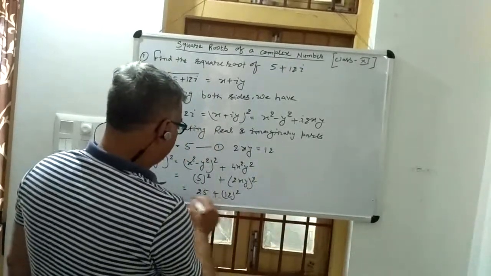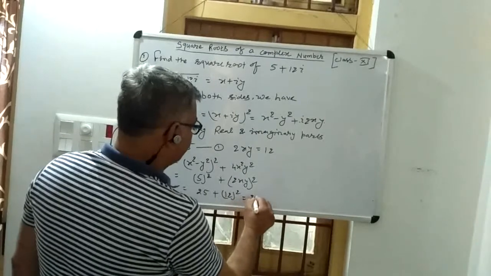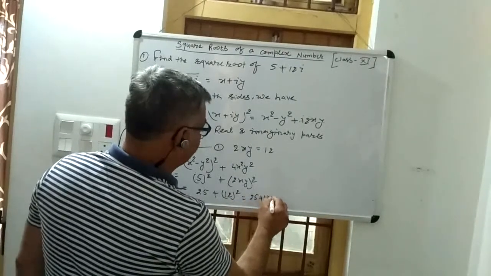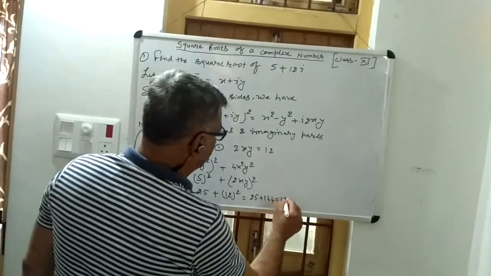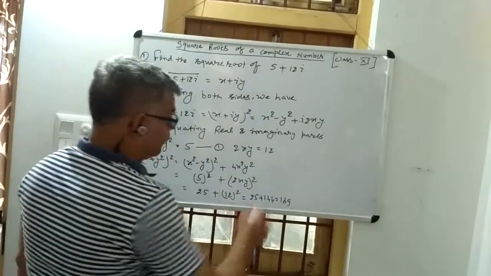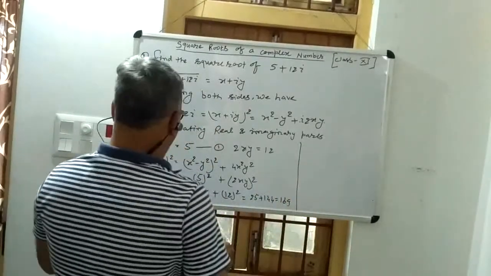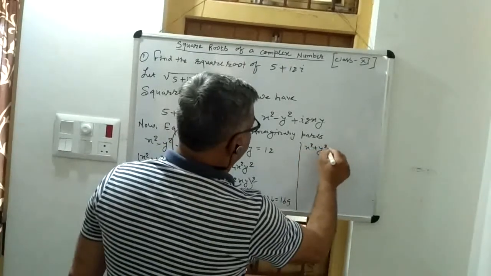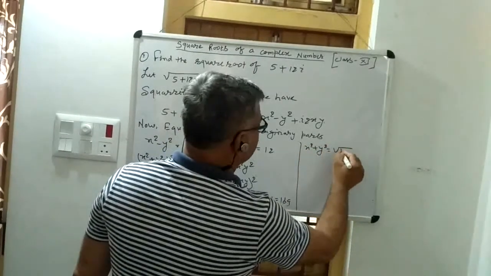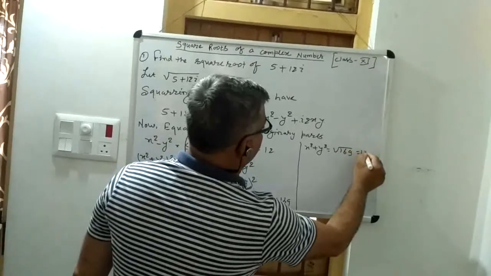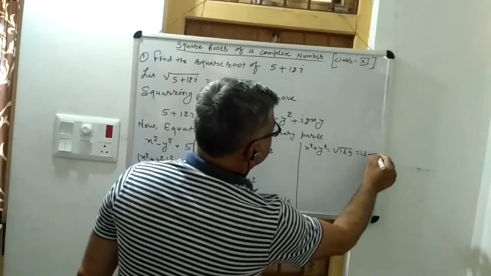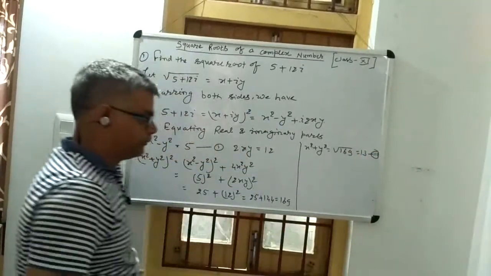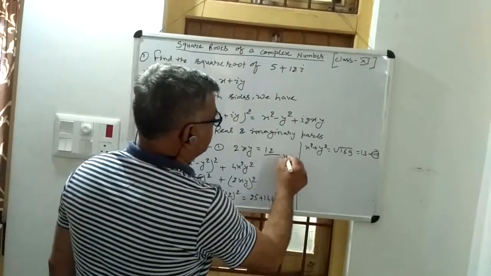So now we have 25 plus 144 equals 169. Thereafter we have the value of x square plus y square equals under root 169, that is equal to 13, and suppose this is equation number 3. This was equation number 2.